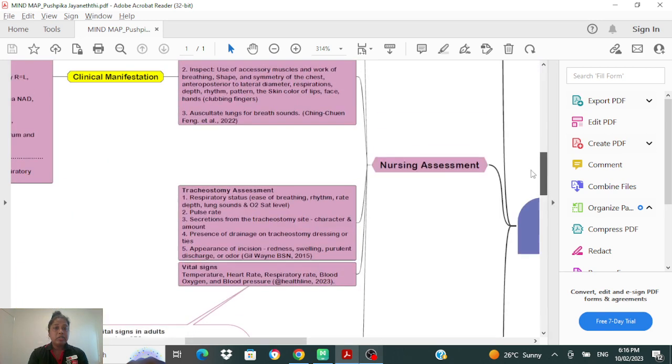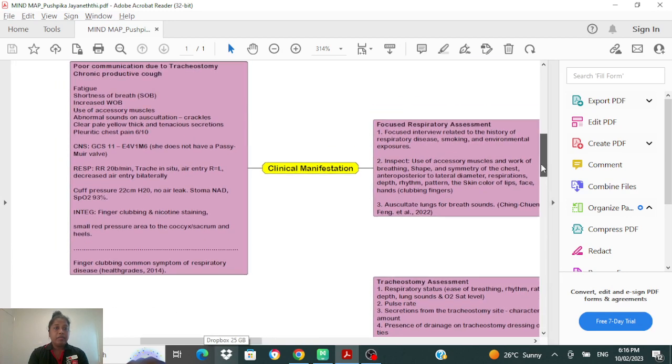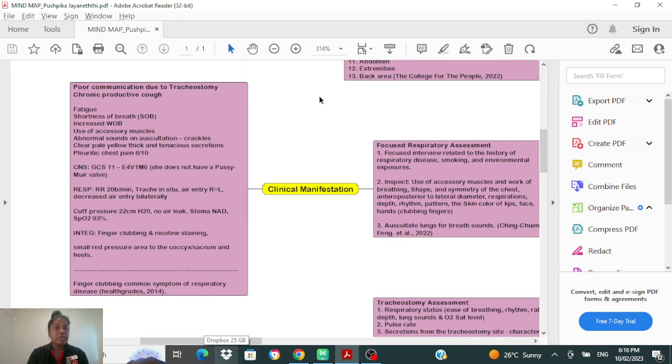And these are all the clinical manifestations I got from the findings: poor communication due to tracheostomy, chronic productive cough, fatigue, shortness of breath, increased work of breathing, use of accessory muscles, and those are all the things found here. And finger clubbing is a common symptom of respiratory disease. Actually, if you see someone like that, that means a sign of respiratory disease.